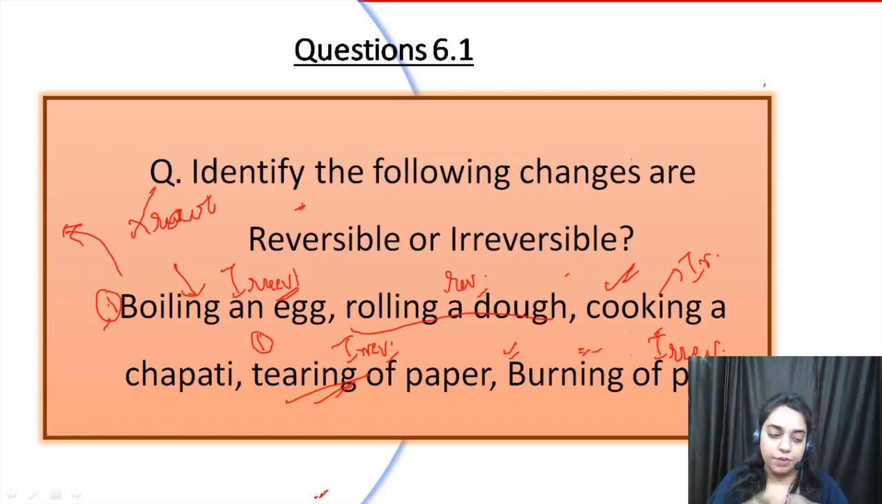So children, from this session the questions which can be asked are what are reversible changes, what are irreversible changes, and you can be asked about a number of examples. If you have understood the concept well, what is the meaning of reversible change and what is the meaning of irreversible change, then I'm sure you will be able to answer all of the questions. You will be able to identify each change as reversible or irreversible. So just focus on the concept. There is no need to cram anything.